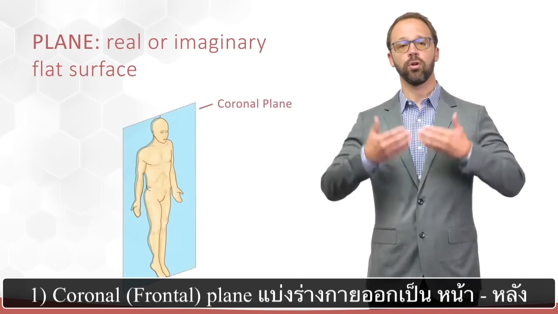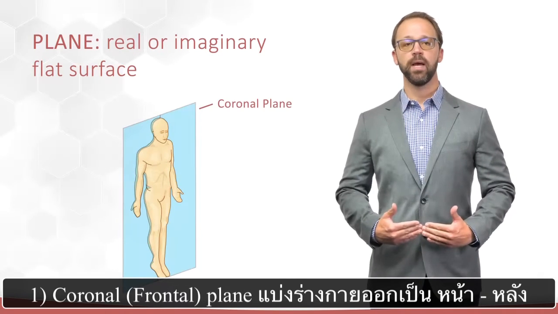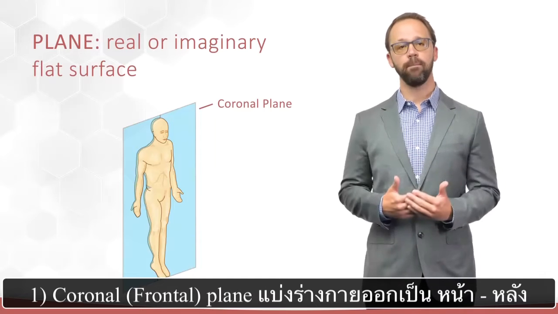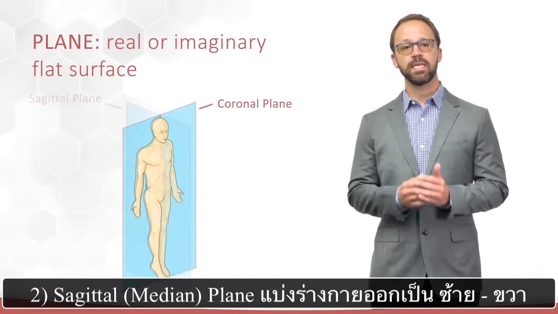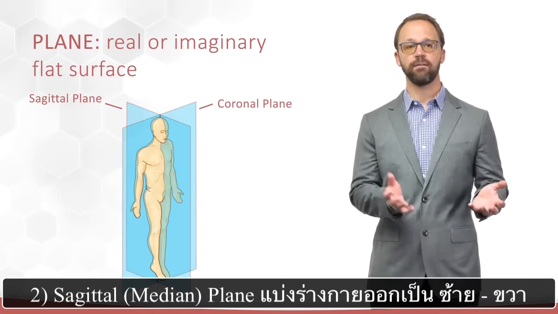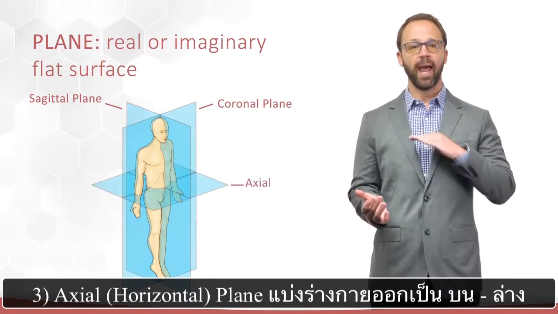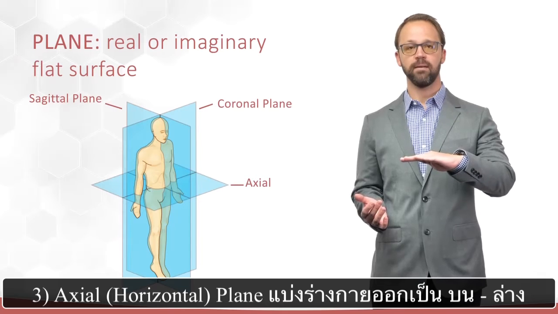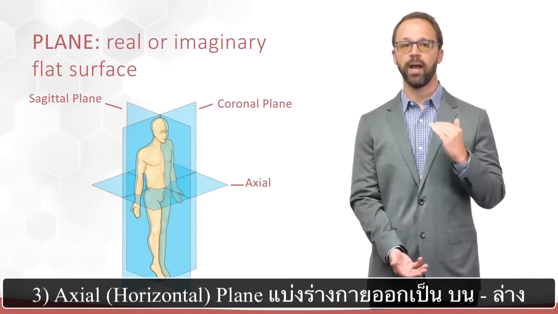The coronal or frontal plane divides the body into front and back sections. The sagittal or median plane divides the body into left and right sections. And the axial or horizontal plane divides the body into upper and lower segments.